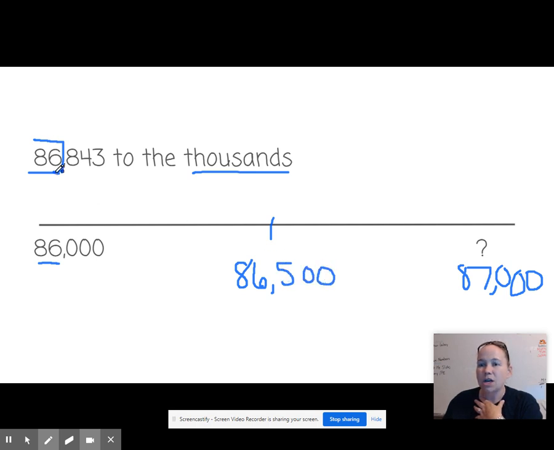Now, where would this whole number fall on my number line? Well, 86,800 would come after 86,500. So I'm going to put it about right here. Now I can visually see what is it closer to, 86,000 or 87,000? So smart, 87,000.